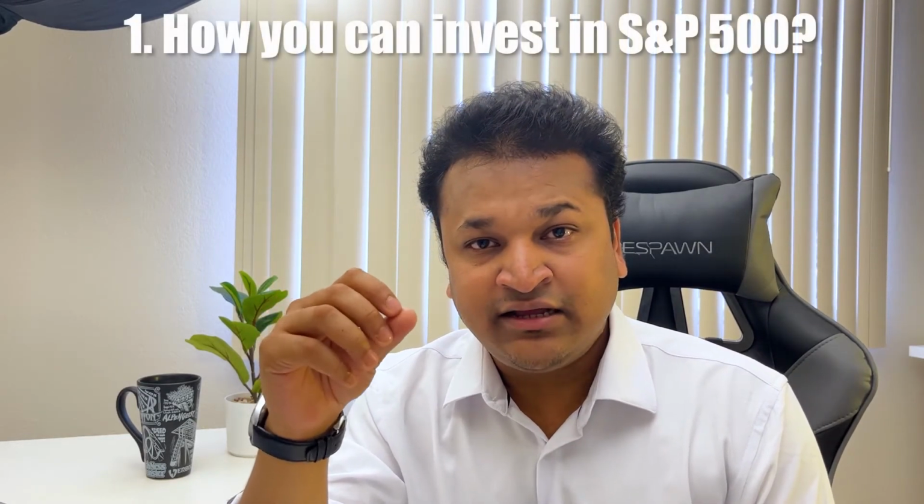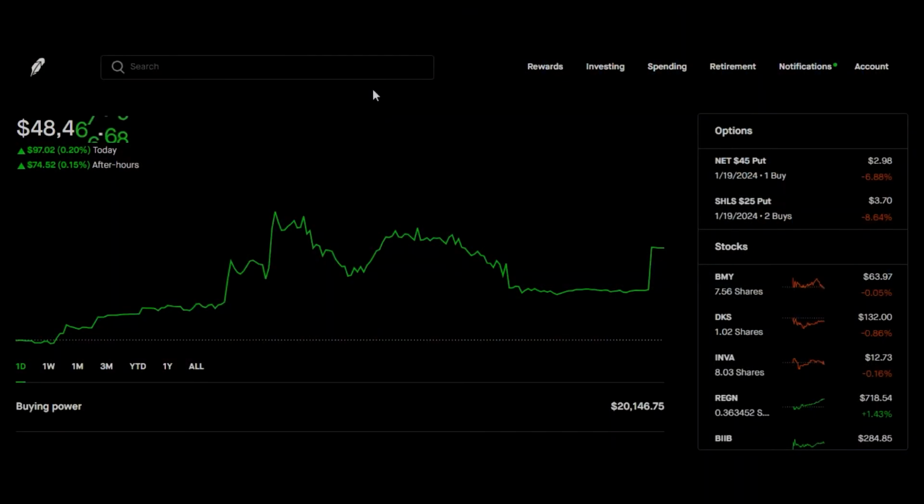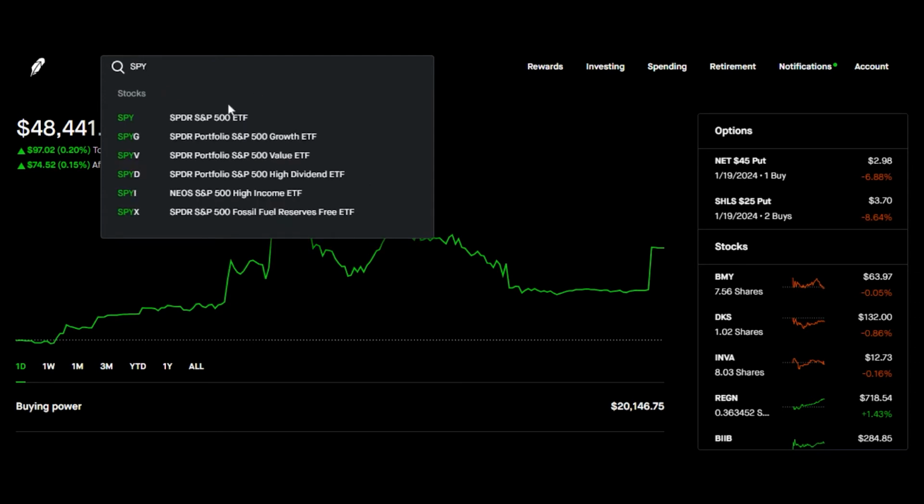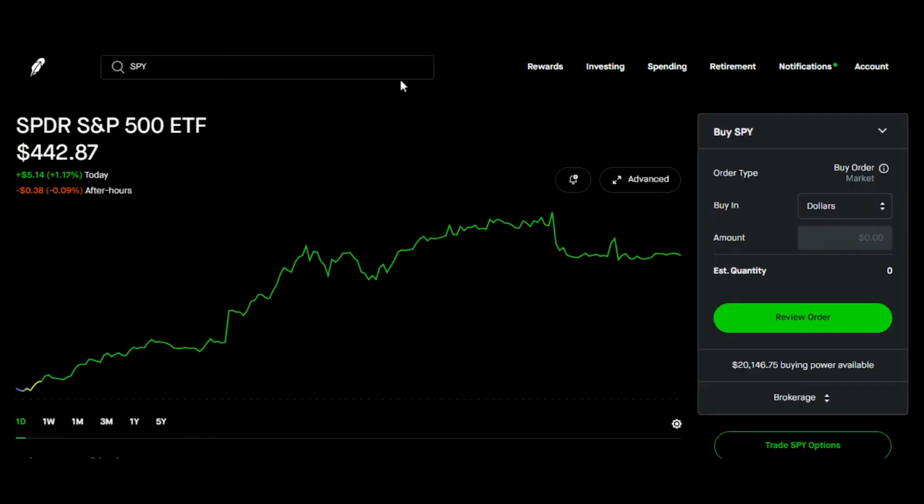So let's jump into the main question. How do you actually invest in S&P 500? Investing in S&P 500 is very simple. You just need to open your brokerage account, type in the ticker symbol of the S&P 500 index fund or ETF, and then just place the order.